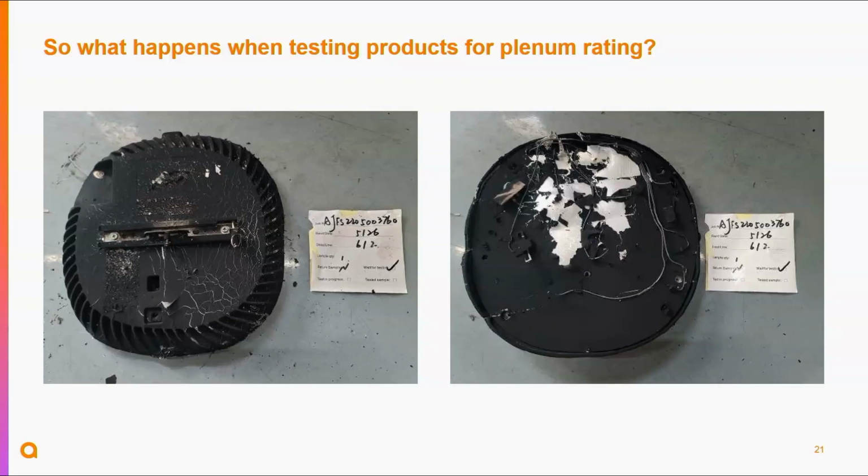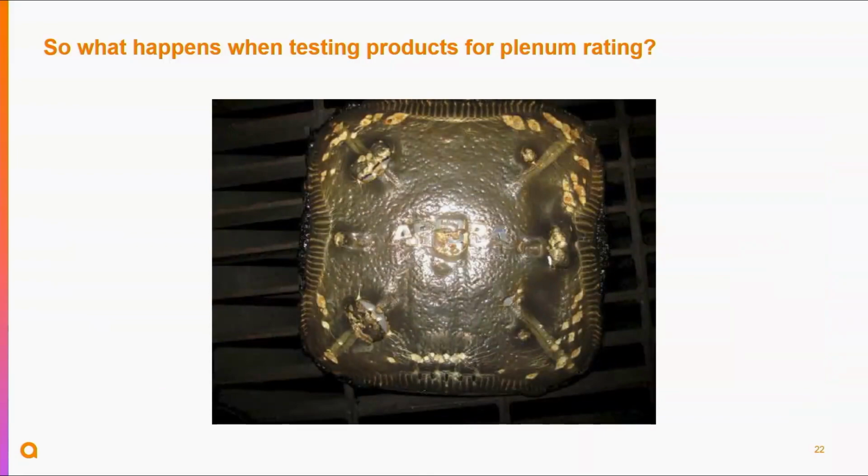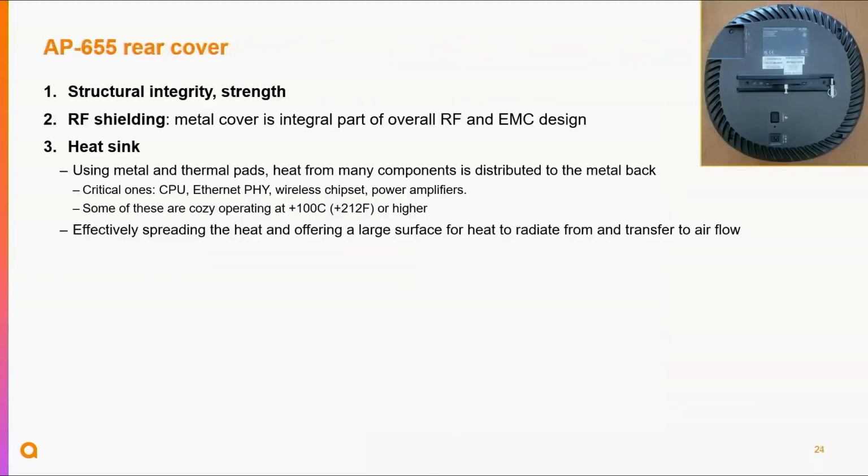So that is a 655 out of the test report for this particular test. This one I thought was pretty nice. That's an older AP, but I just thought that picture was pretty amazing. Extra crispy, maybe? I don't know how you want to call that, but I thought that was pretty impressive.